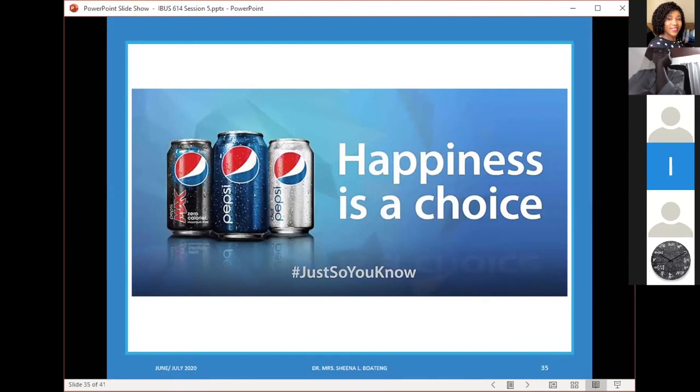Where are they jabbing each other here in this advert? Please put on your marketing thinking caps. Madam, it's a play with colors. That's the first one. But that one is not even so obvious. There's one here that is very obvious.